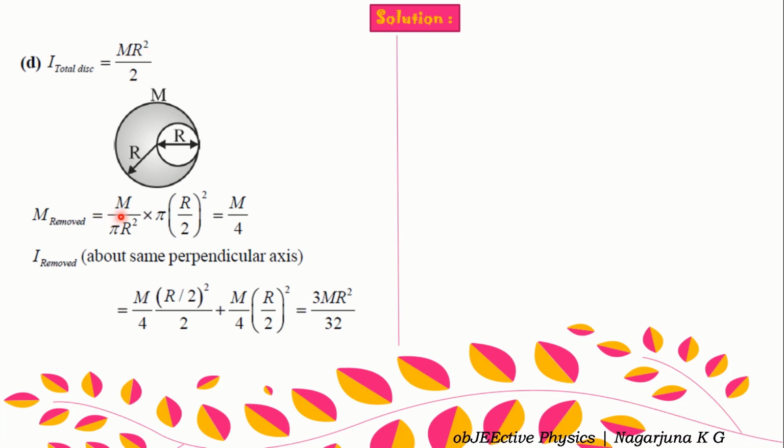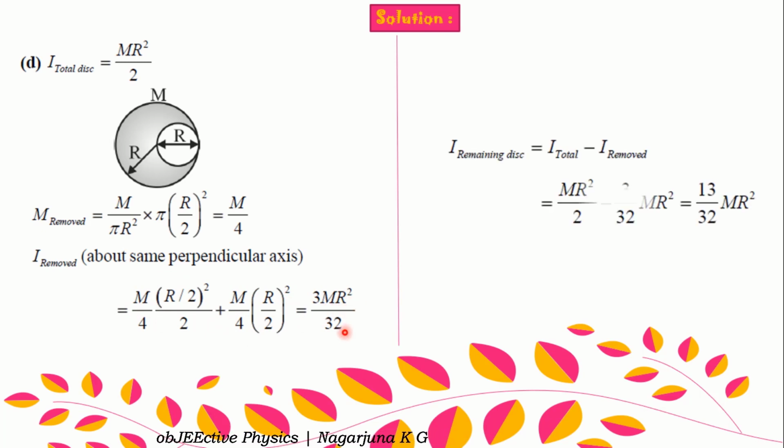For removed portion, mass per unit area, that is M by pi R square, into area of the removed portion, pi into (R by 2) whole square, that is equal to M by 4. So, I removed about the same perpendicular axis is M by 4 into (R by 2) whole square by 2, this is general formula for circular disk, plus M by 4 into (R by 2) whole square, it is equal to 3 M R square by 32.